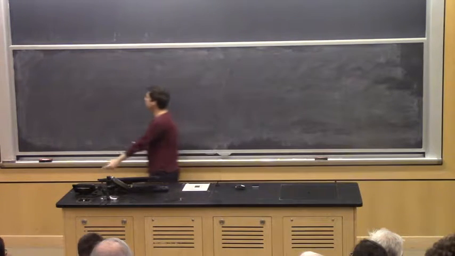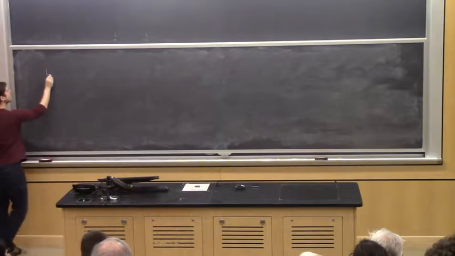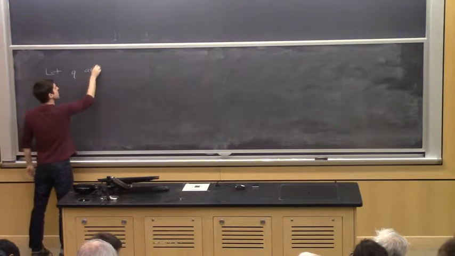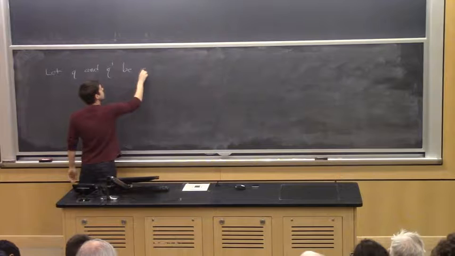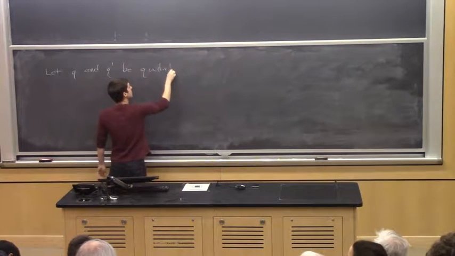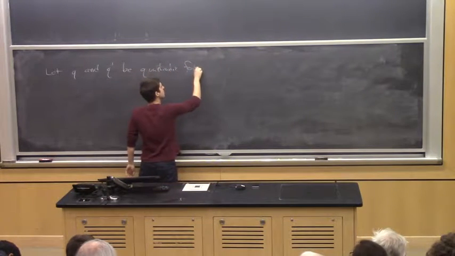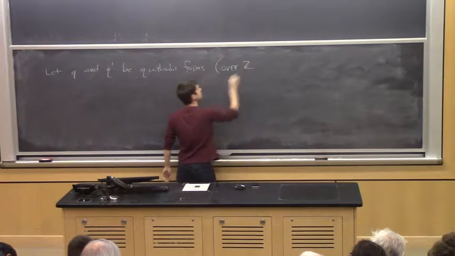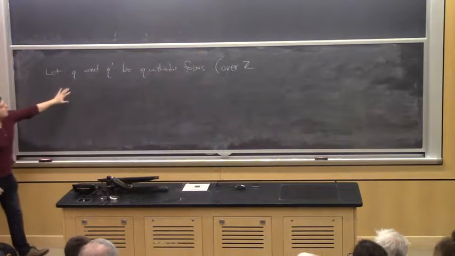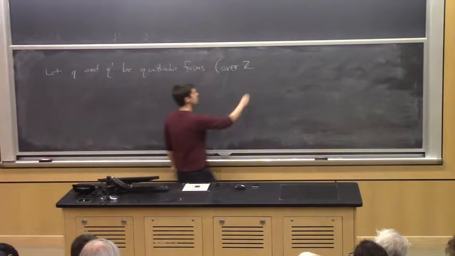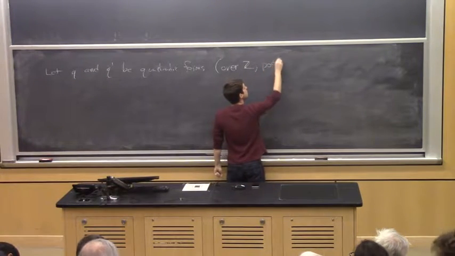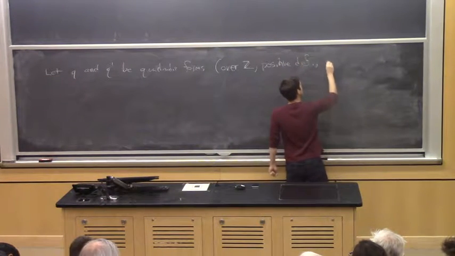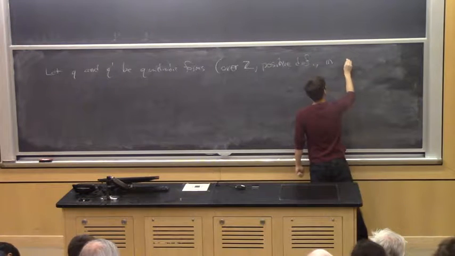So to make this precise, let's introduce a definition. Let Q and Q prime be quadratic forms. And let me just say, if I don't specify in this lecture, my quadratic forms all have integer coefficients. They're always going to be positive definite. And they're always going to be, when I mention two of them, in the same number of variables.